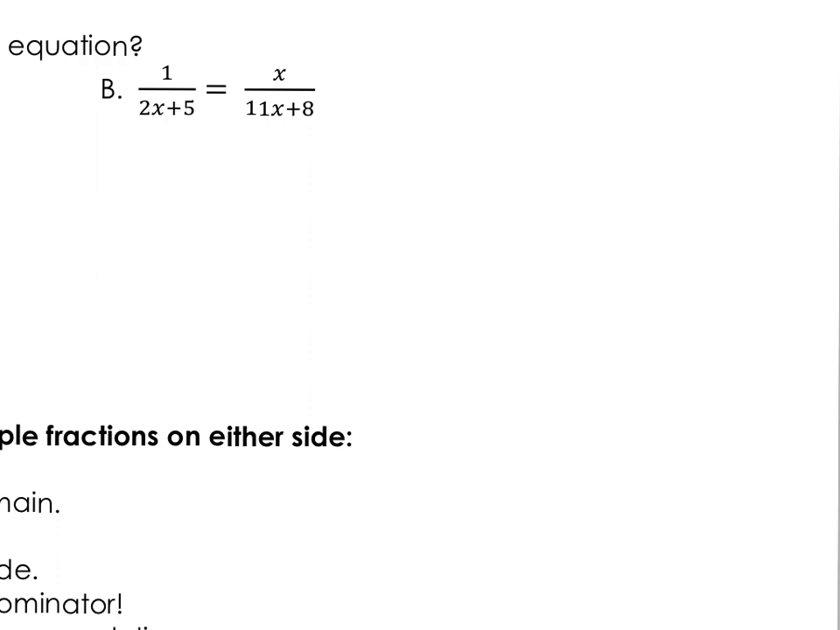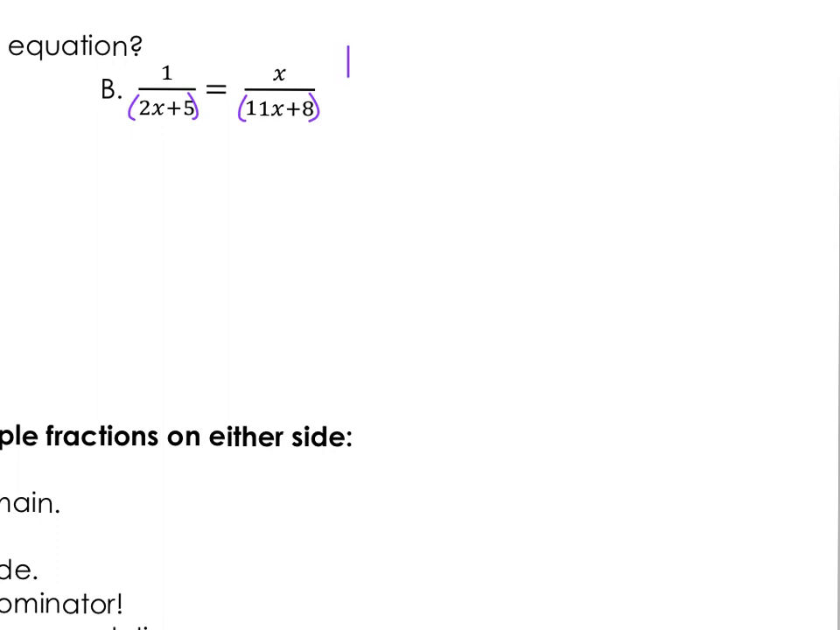Example B, 1 over (2x plus 5) is equal to x over (11x plus 8). Again, anything with addition or subtraction, put that in parentheses right away in hopes of not trying to cross off maybe just parts of it. So that's your step 1. 2x plus 5, nothing factors out of that evenly. 11x plus 8, same thing.